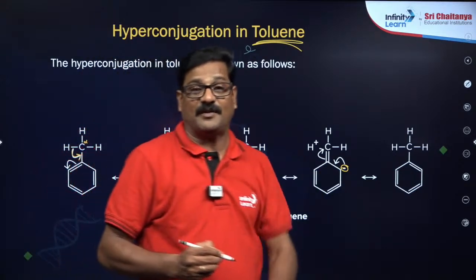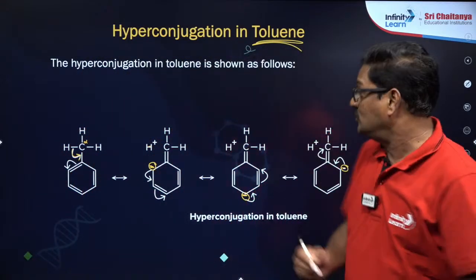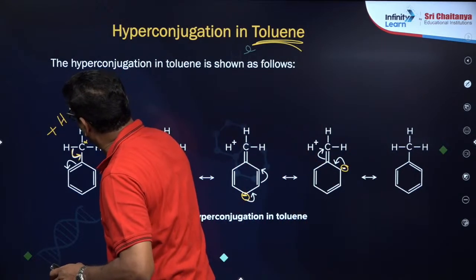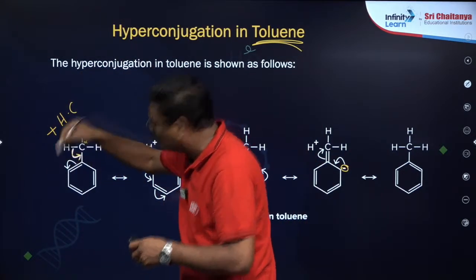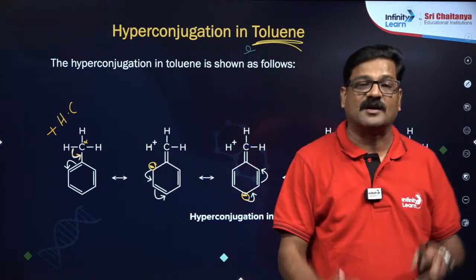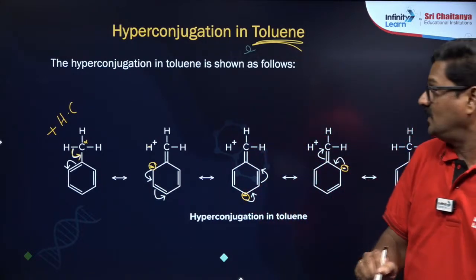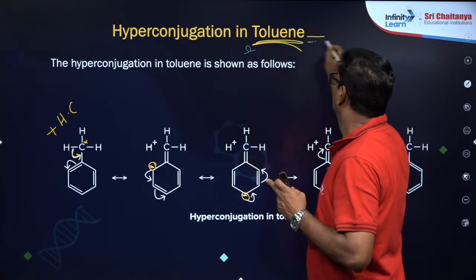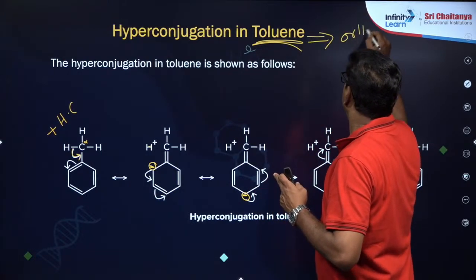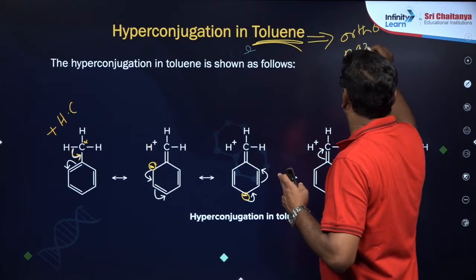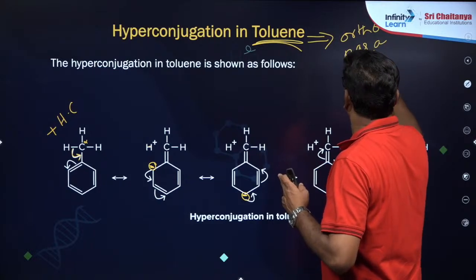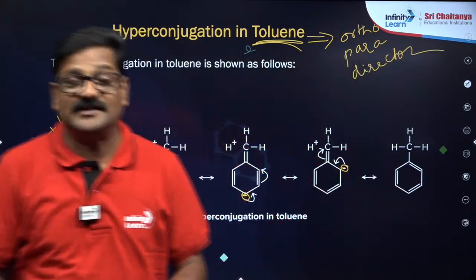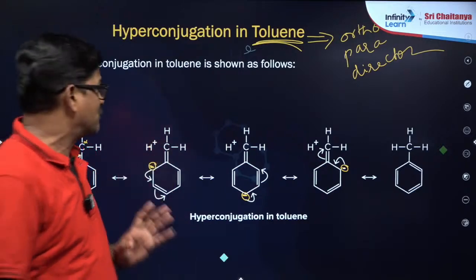That is the reason why toluene, due to positive hyperconjugation, why do we say so? Electron is given to the conjugated system, that is called positive hyperconjugation. Due to positive hyperconjugation, it is going to be ortho and para director in electrophilic aromatic substitution.